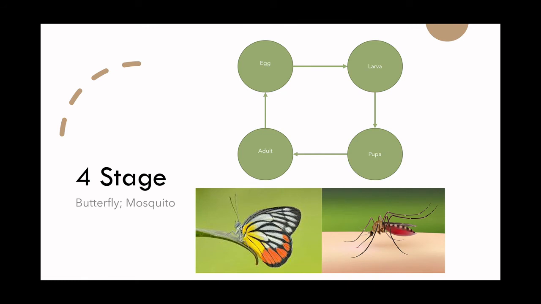Now let's talk about the four-stage life cycle. The four-stage life cycle is very unique. It's for insects. Insects can also be three-stage or four-stage, like I told you. For the four-stage life cycle, these are the stage names: egg, larva, pupa, adult. Okay, the four stage names.